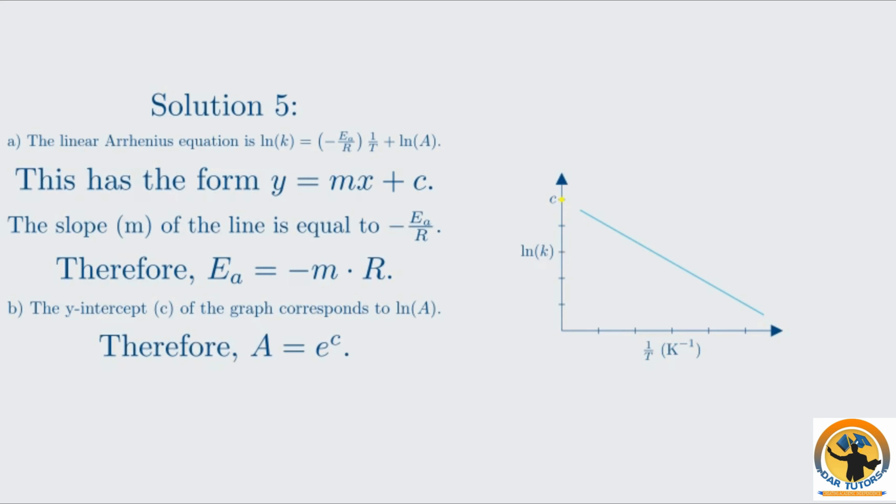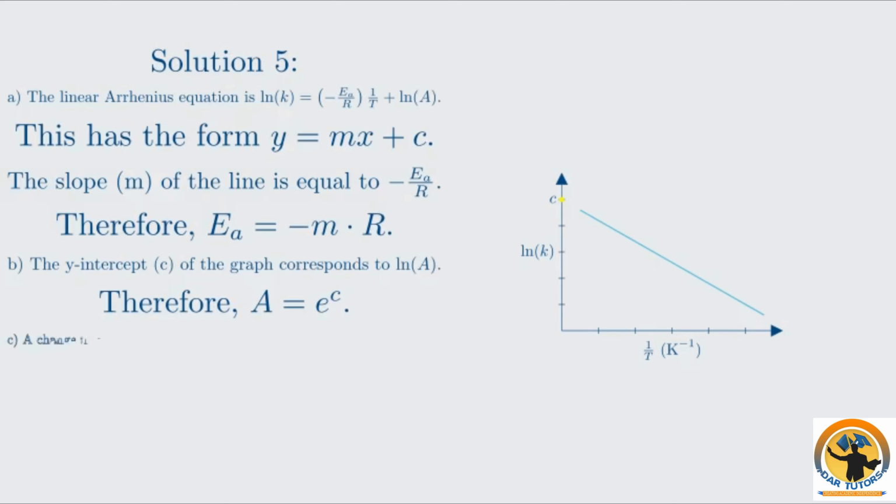B. The y-intercept of the line is c. From the linear equation, we see that c is equal to the natural logarithm of the Arrhenius factor, ln A. To find A, we can calculate e to the power of c, also written as exp c.